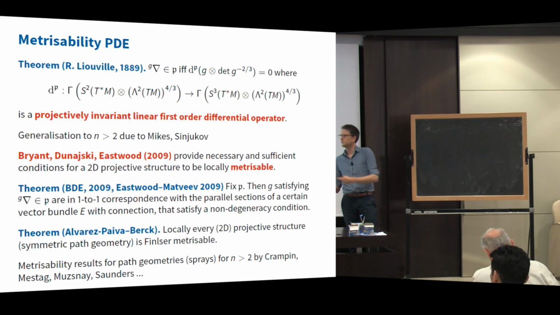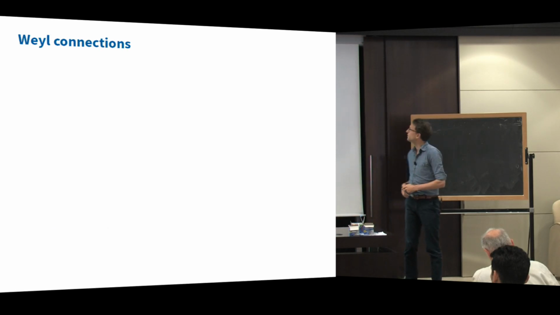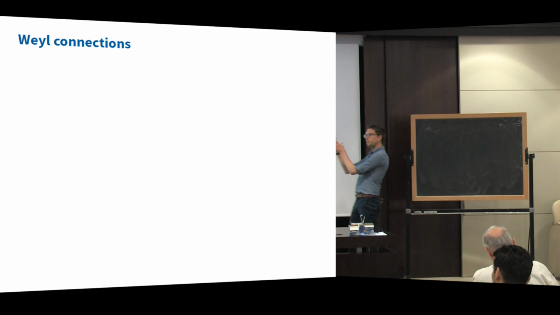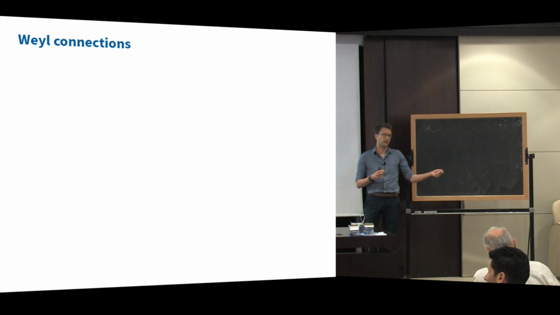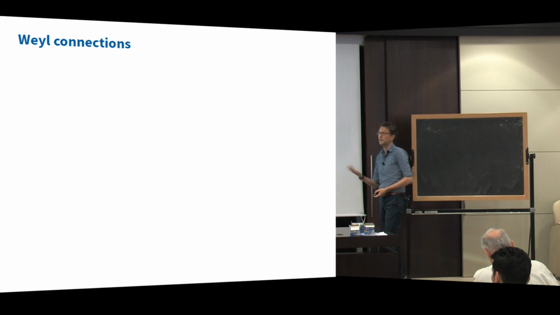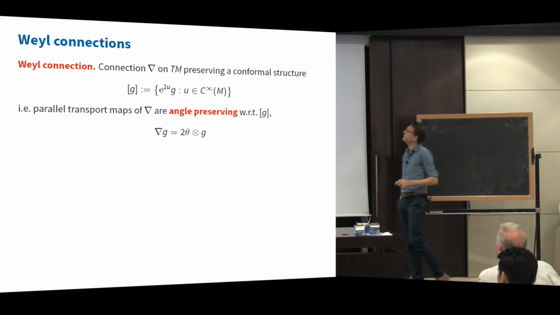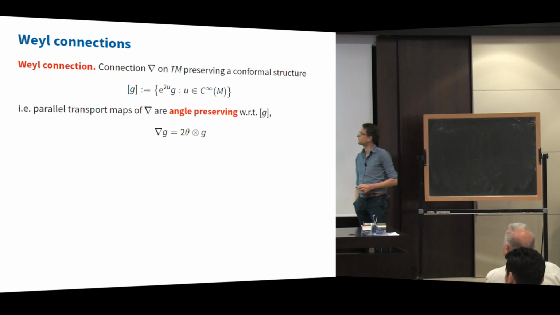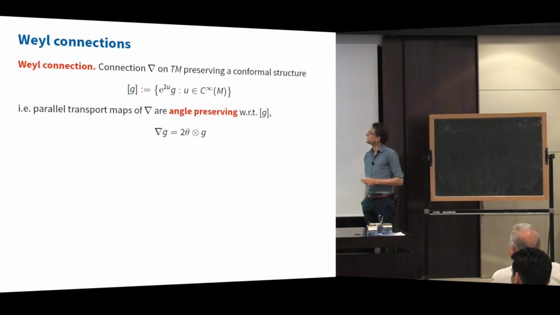But there's another direction you can go, and that is looking at Weyl connections. So we had our projective structure, and the question was, does it contain a Levi-Civita connection? So what is a natural generalization of a Levi-Civita connection? Well, a Levi-Civita connection is a connection that has the property that its parallel transport maps are linear isometries for some metric. But you could say, okay, I just want my parallel transport maps to be conformal maps. And that would be a way to relax this condition. So a Weyl connection is simply a connection that preserves some conformal structure, in the sense that the parallel transport maps are angle preserving.